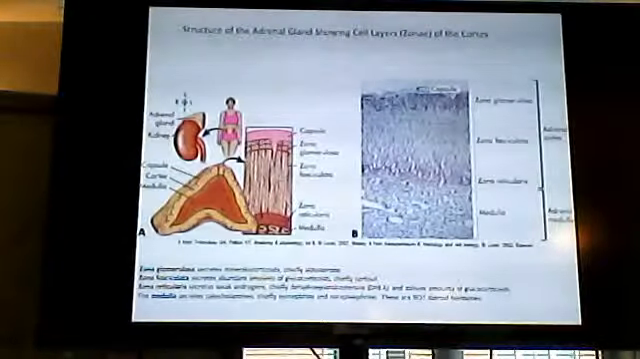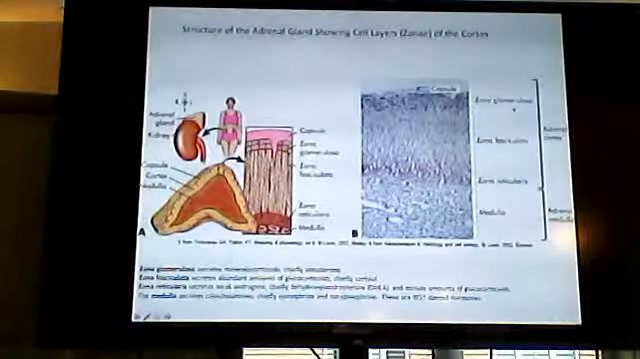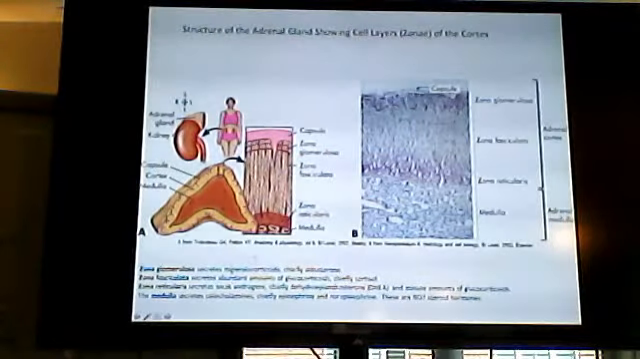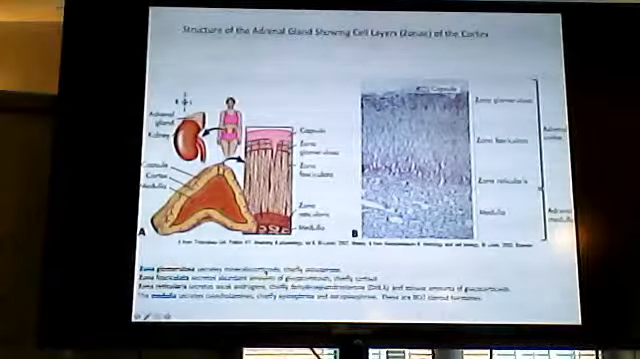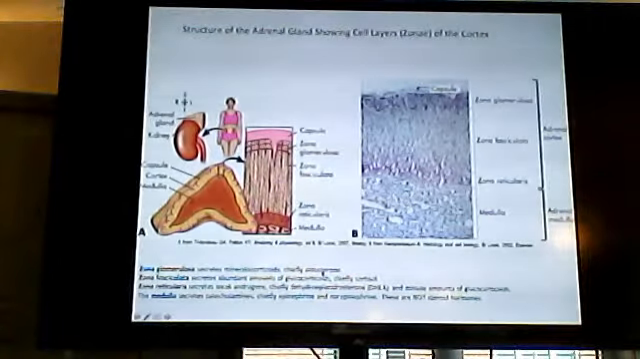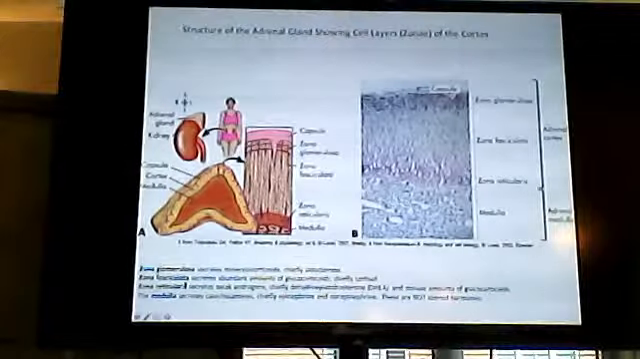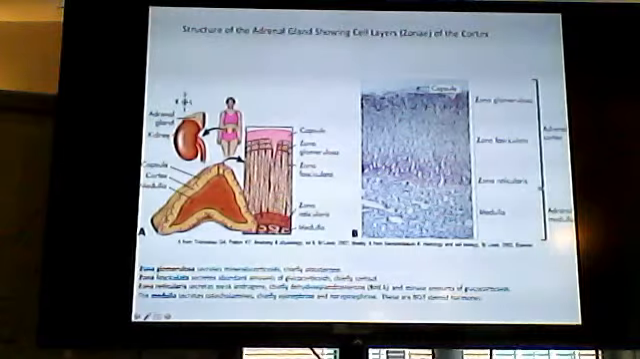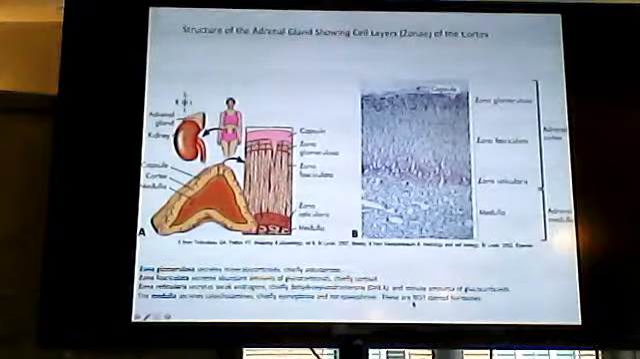With your adrenal cortex, you have three layers, each responsible for secreting something different. The zona glomerulosa, that outer portion, secretes mineralocorticoids, so aldosterone, which is for sodium retention. Zona fasciculata is the next layer under. That's for cortisol. Cortisol is for stress and carbohydrate metabolism. Zona reticularis is for those weak androgens like DHEA, and that's sex characteristics.